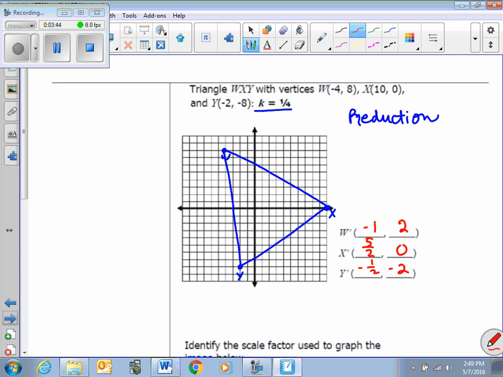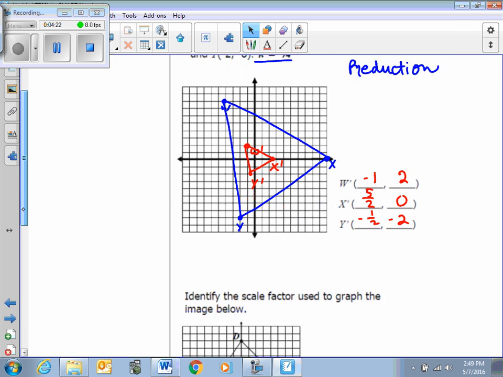So let's sketch that in there. W prime is (-1, 2). X prime is (5/2, 0), which is 2.5, 0. So that's going to be about right there. X prime. And Y prime is (-1/2, -2). So that's going to be about right there. So there is my image of triangle WXY after it has been reduced by a factor of 1/4.